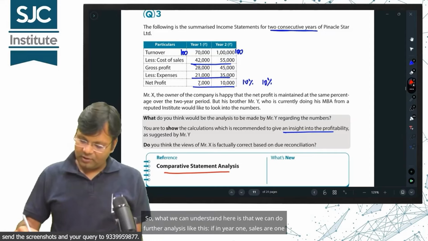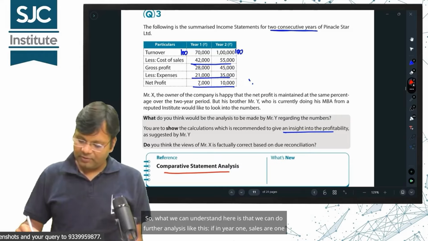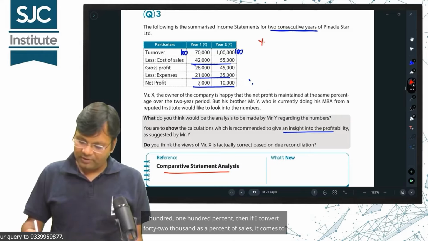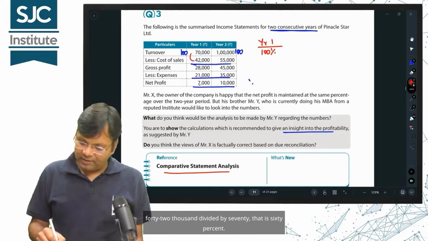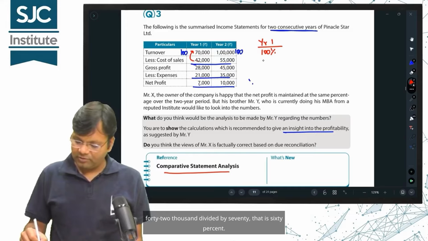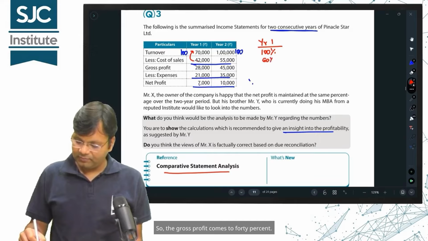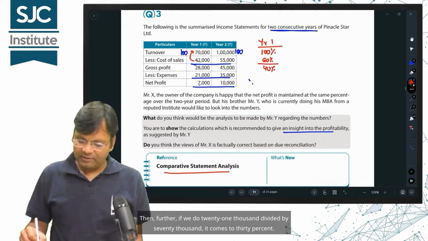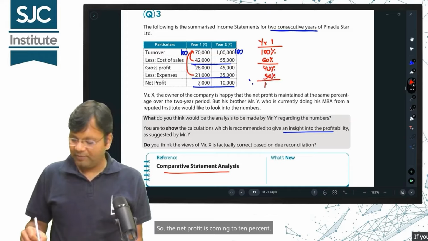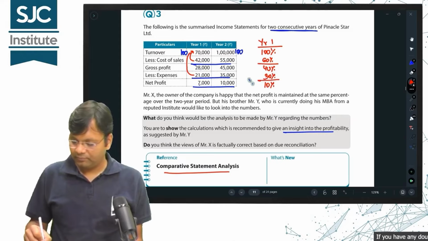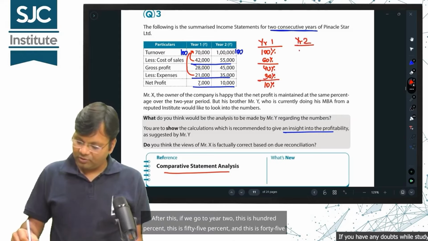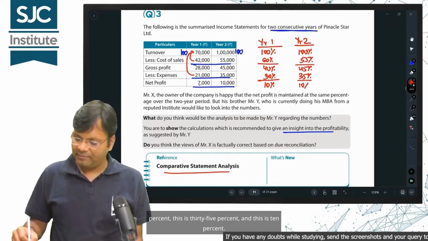So, what we can understand here is that we can do further analysis like this. If in year 1, sales are 100%, then if I convert 42,000 as a percent of sales, it comes to 42,000 divided by 70,000, that is 60%. So, the gross profit comes to 40%. Then, further, if we do 21,000 divided by 70,000, it comes to 30%. So, the net profit is coming to 10%. After this, if we go to year 2, this is 100%, this is 55%, and this is 45%, this is 35%, and this is 10%.